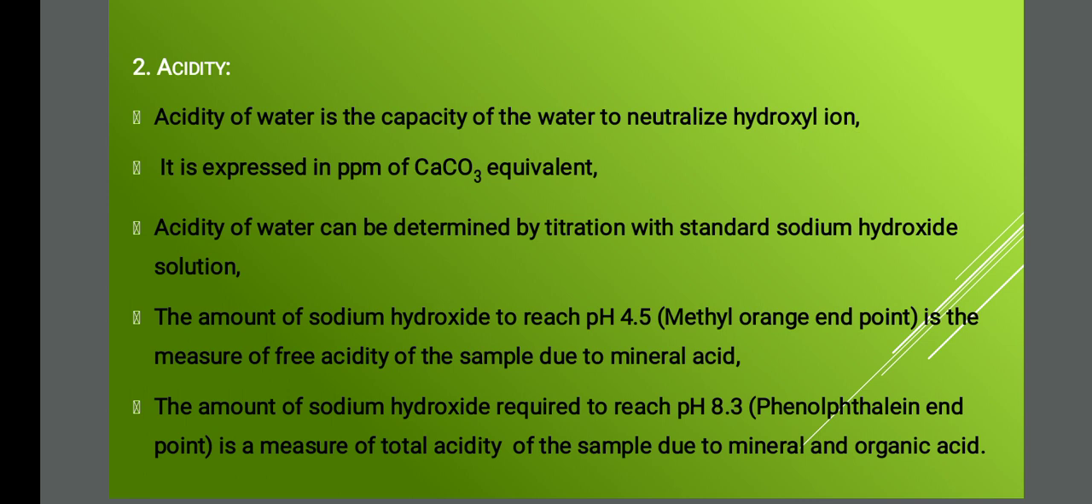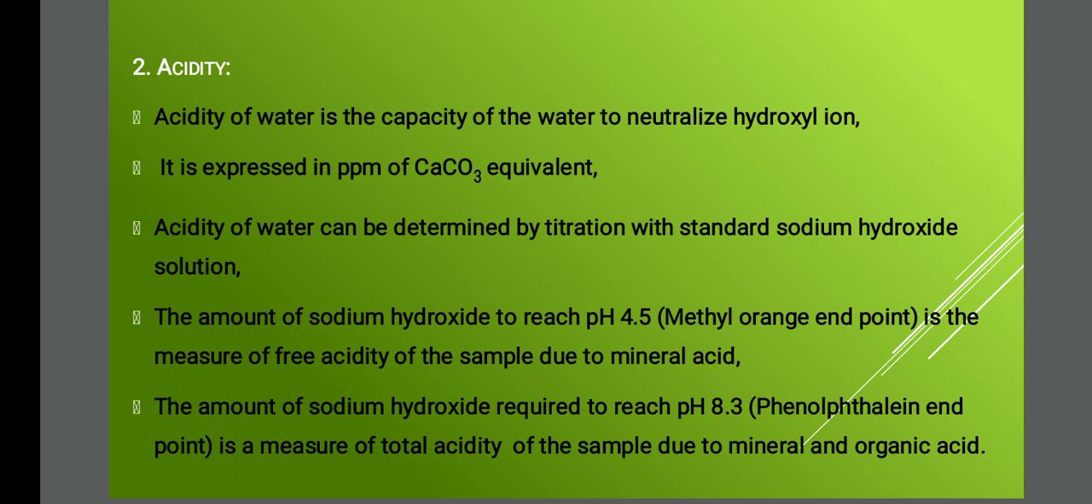நம்ம இண்டிகேட்டர் வந்து மெத்தில் ஆரஞ்சு யூஸ் பண்ணோம்னா அது எதை காமிக்கும்னா the sample is due to the presence of mineral acid மட்டும் இருந்துச்சுன்னா it will give the end point with methyl orange indicator, that is pH 4.5. அதே the amount of acidity sodium hydroxide required to reach pH 8.3, it is nothing but phenolphthalein end point. It is mainly due to the sample containing mineral acid as well as organic acid. So this is something about acidity.